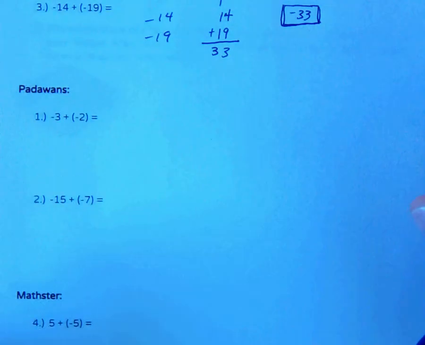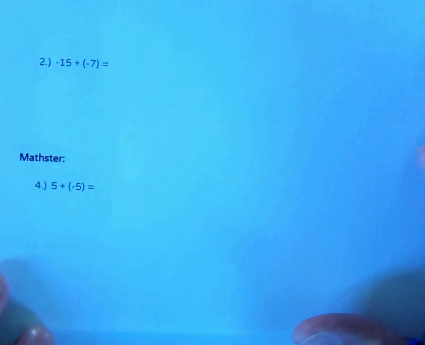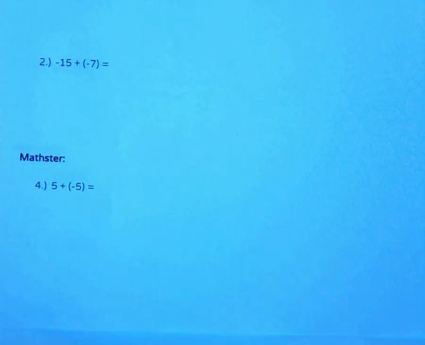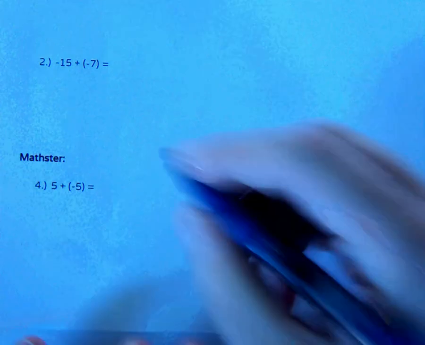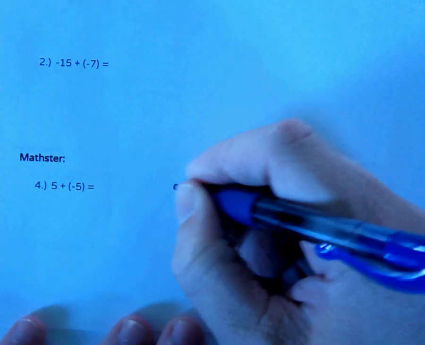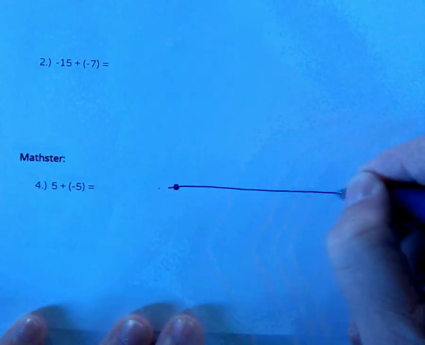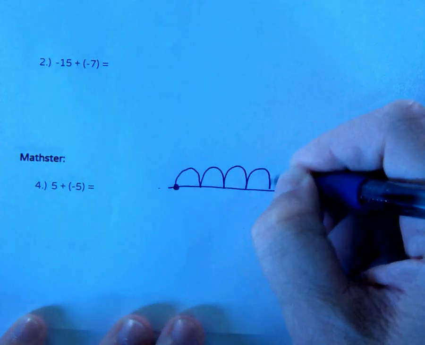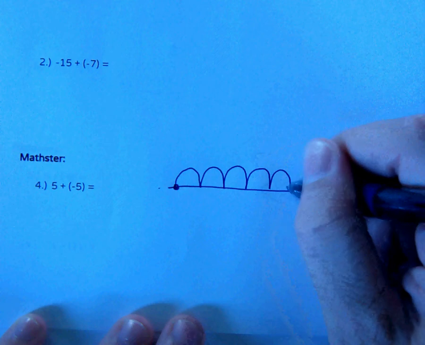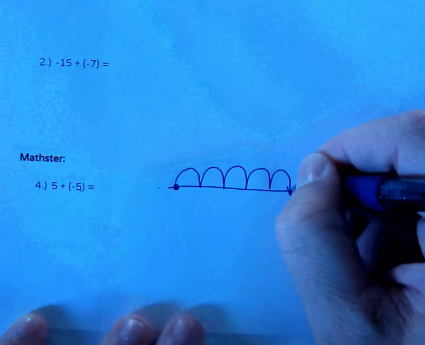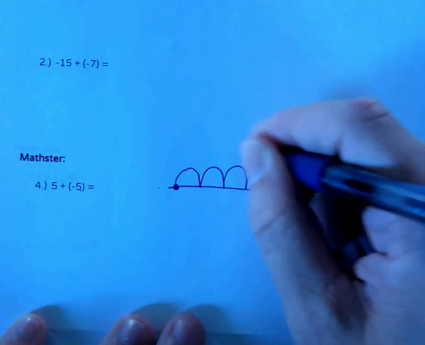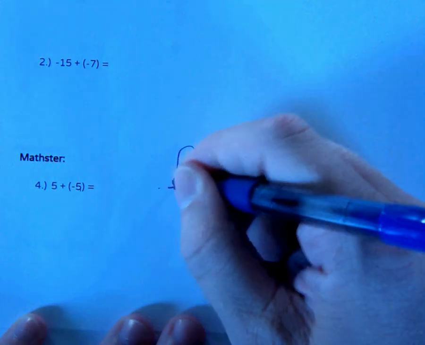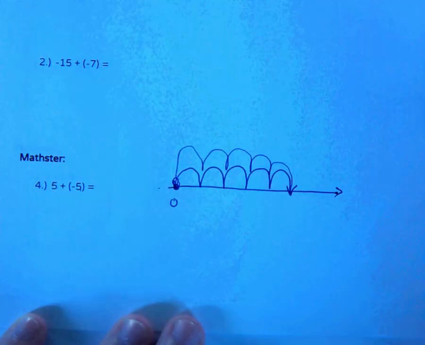Alright. One more question on this page. We have positive 5 minus 5. So this is like if I were to start at a number line. If I were to go positive 5 and then go negative 5. So come all the way back. 1, 2, 3, 4, 5. We're back at 0. So this answer is just 0.